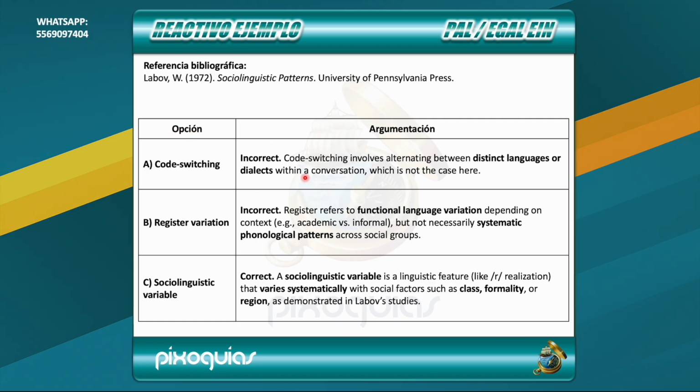A and B are incorrect. A. Code switching is incorrect because it involves alternating between distinct languages or dialects within a conversation, which is not the case here. And B is incorrect also because register refers to functional language variation depending on context, like academic versus informal, but not necessarily systematic phonological patterns across social groups.